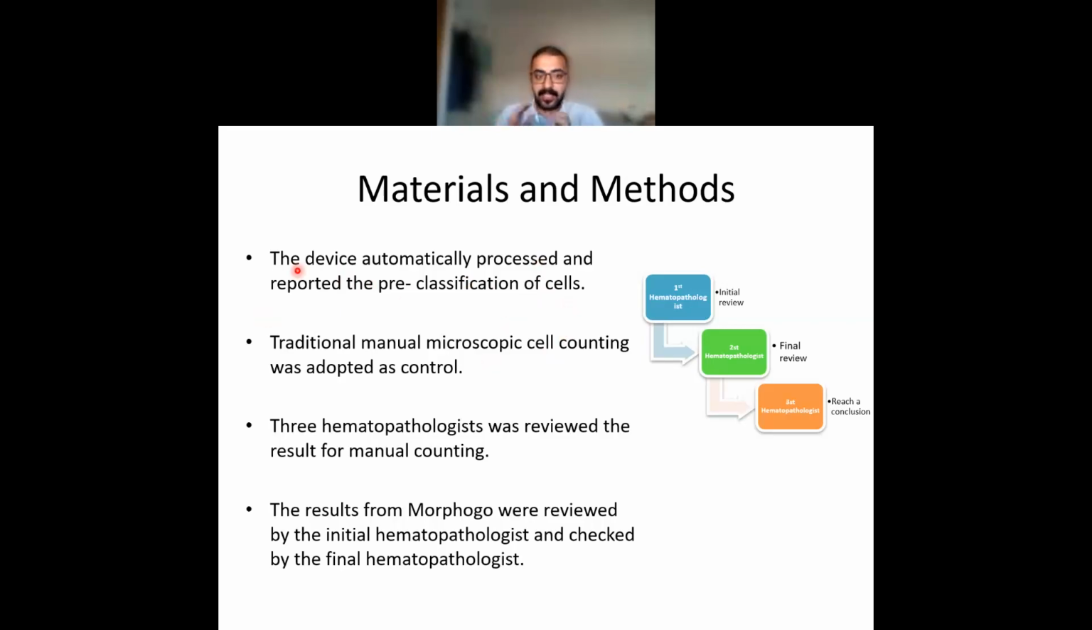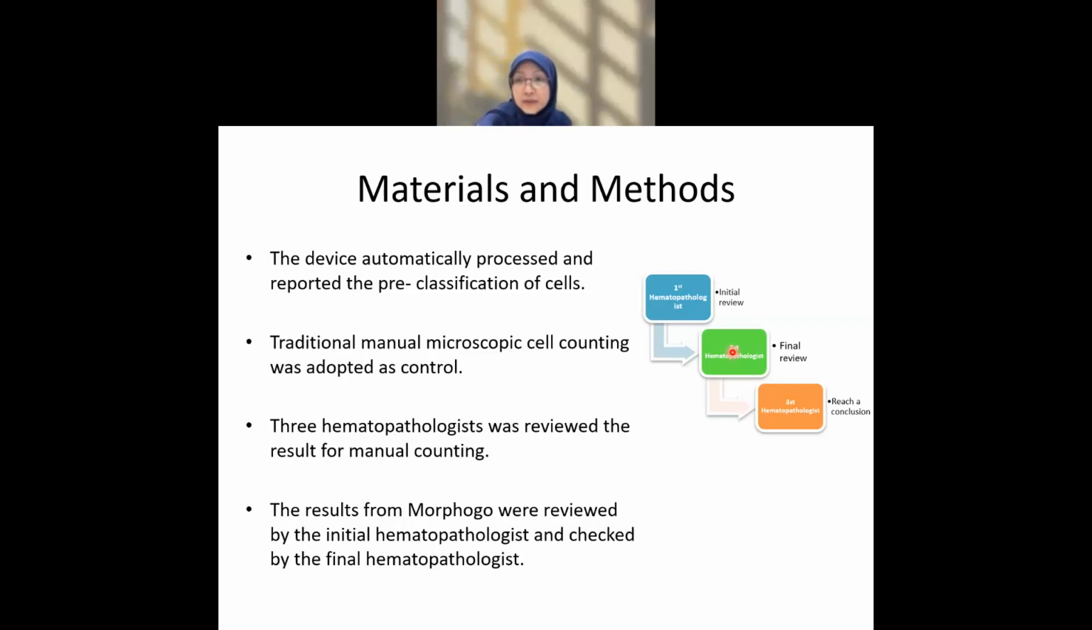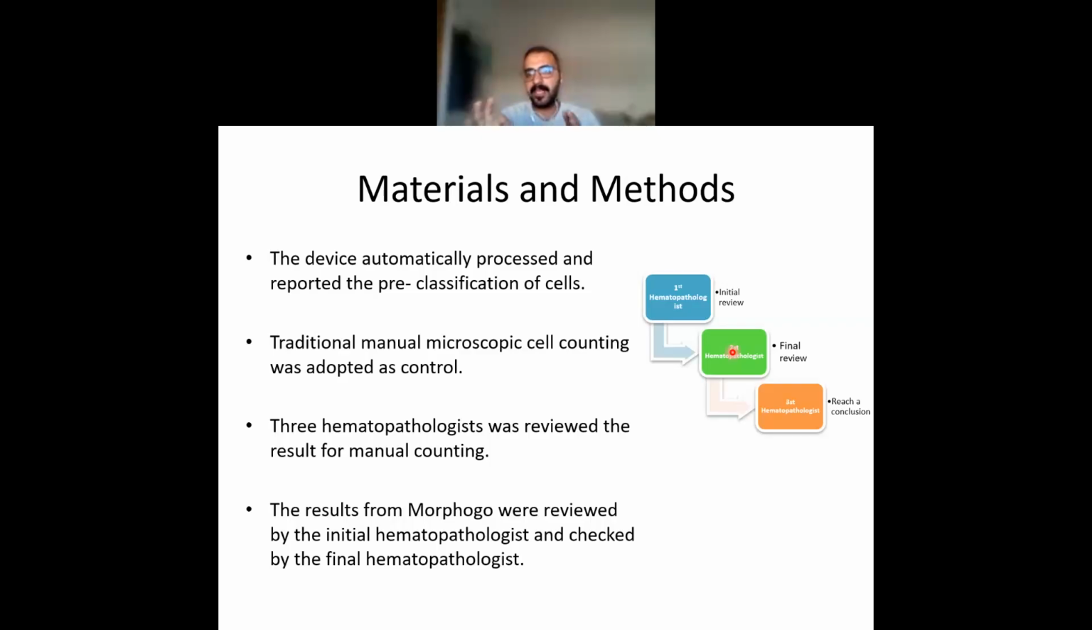In this study, they use traditional manual microscopic cell counting as a control. So firstly, we have the first hematopathologist for initial review, and the second hematopathologist for final review, and a third hematopathologist, if we have any difference between the opinions of the first and the second, to reach the conclusion between them. So this is the control step for this study. We have 3 hematopathologists.